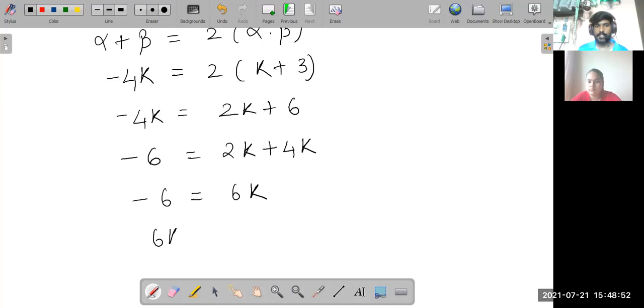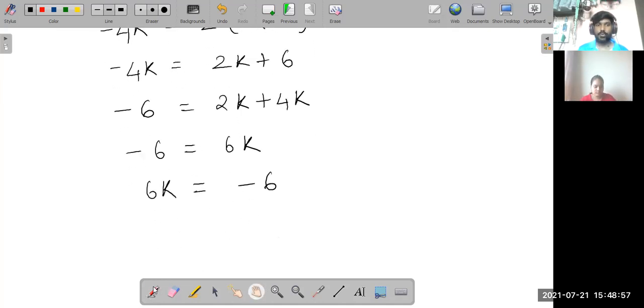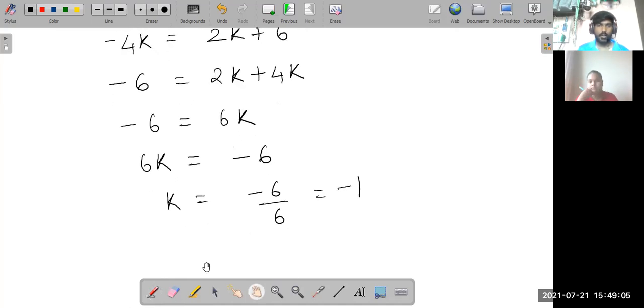So I can just write this like this. 6K is equal to minus 6. Therefore, K will be equal to minus 6 upon 6, which is minus 1. So the value of K is minus 1. Did you understand this?